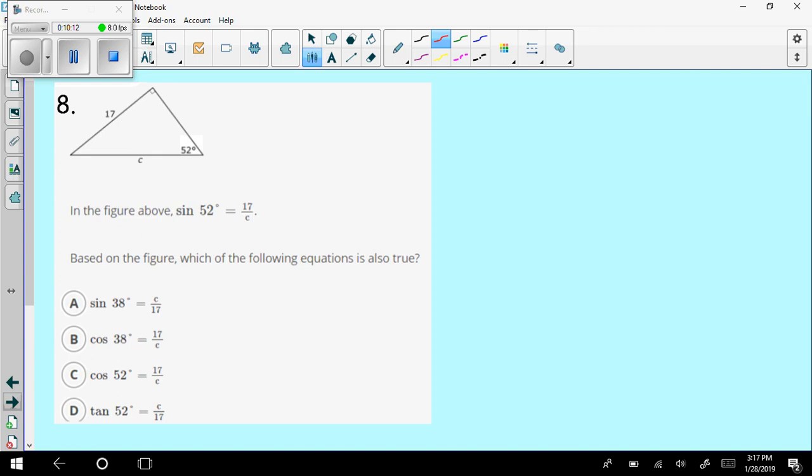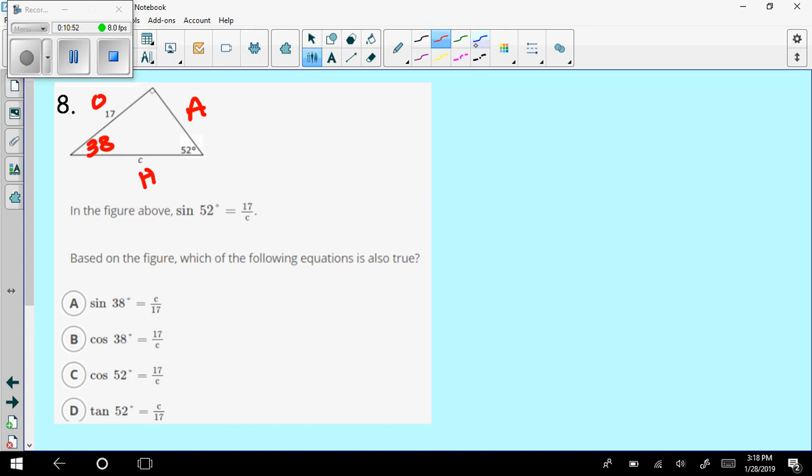Here we want to write a ratio in this picture which would have to be true. Okay, first off, if this angle here is 32, this one has to add to make 90, so it has to be 38. As we look at this problem, since we know our 52, this is the hypotenuse, this is the opposite, this is the adjacent. So with the 52, we would be opposite over adjacent, 17 over C. In terms of the 52, that's the only equation we can write using the 17 and the C.